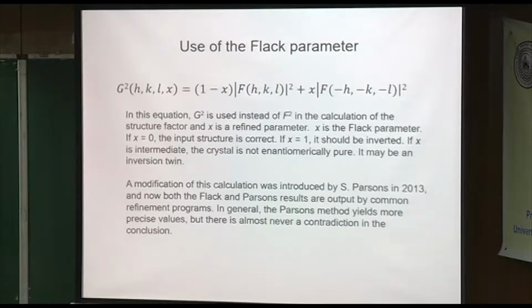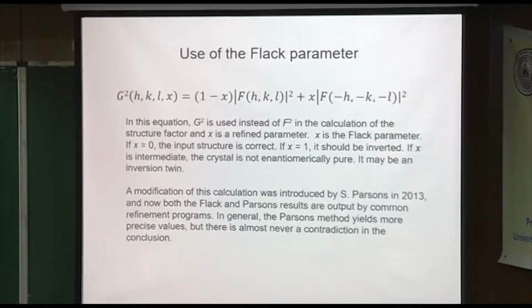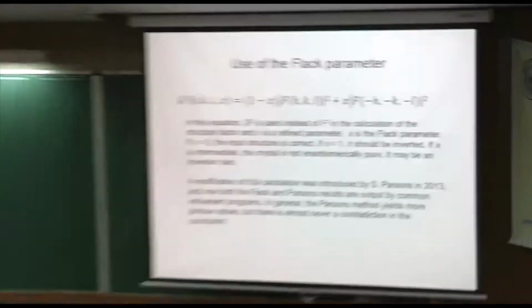A modification was introduced by Simon Parsons a few years ago, and so the ShelXL software outputs both calculations. They usually agree, but the Parsons one will have a better standard uncertainty, a lower standard uncertainty. I've never seen them disagree. They seem fine, both of them. Just two ways of doing it. I can give you references to that if you're interested.